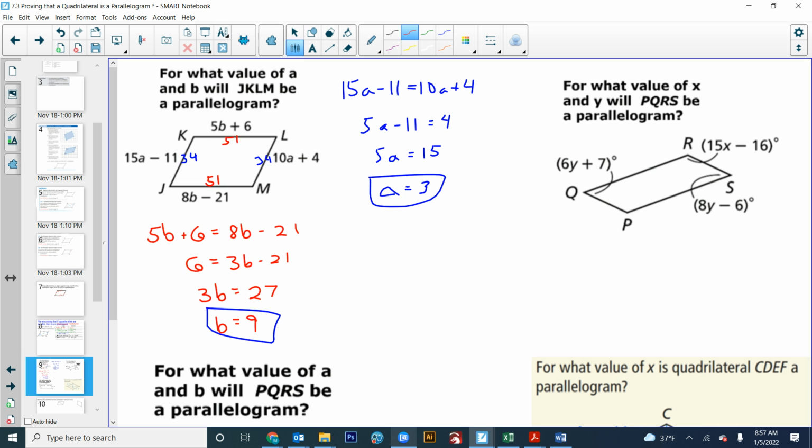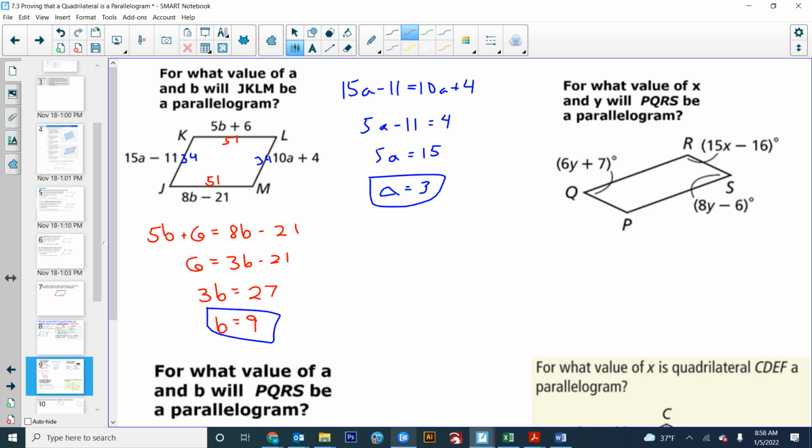Well, can I set 6y plus 7 equal to 8y minus 6? Yeah, they both have y's. I could solve for y. Now pause for a second. What's the other condition that has to do with angles? One angle is, Levi? The S angle is supplementary with R. Good. And R is supplementary with Q.